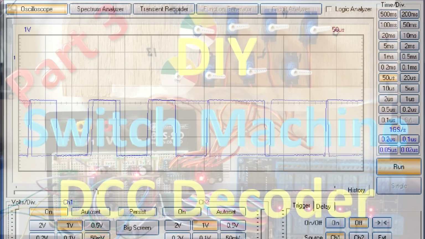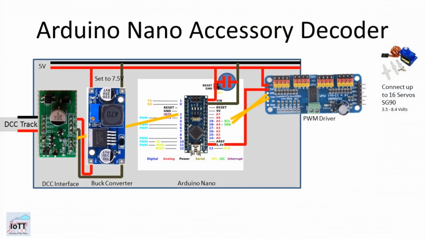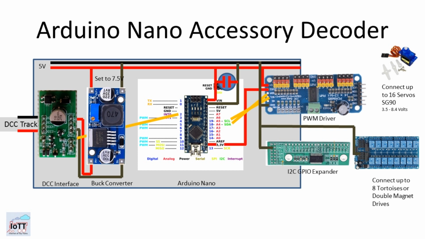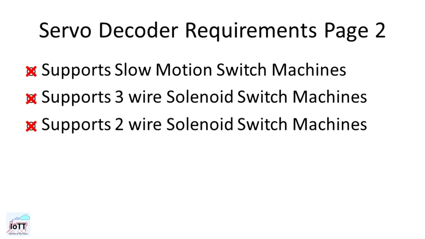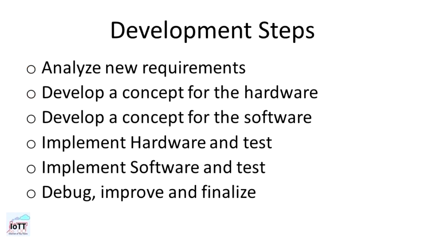In videos number 17 and 18, I showed how to build and program a 16-channel servo decoder, and while servos in my opinion are the most elegant way to control turnouts and signals, I am aware that many folks use either single or dual coil switch machines or slow motion stall motors. So it is time to add support for those switch machine types as well.